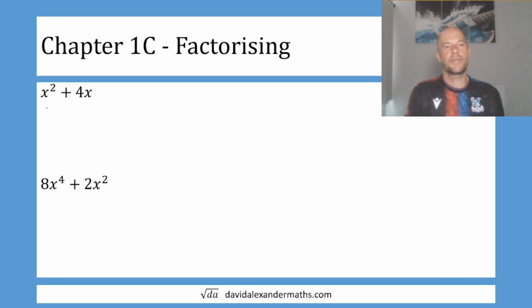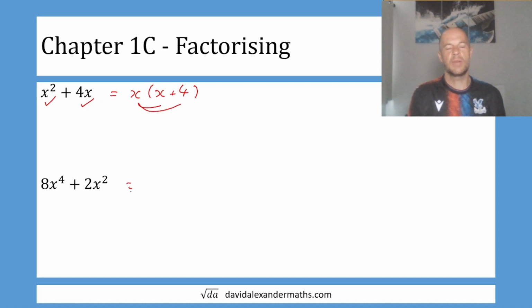So if we look at the first example, x squared plus 4x, what is common to both terms? What can we divide both terms by? Well, the answer is x. So x is going to come outside the brackets, and inside the brackets, what is x squared divided by x? X squared divided by x is x, and 4x divided by x is 4. And if you want to check, because expanding brackets is much easier than factorising, just expand the brackets. X times x, x squared, x times plus 4, plus 4x, easy peasy.